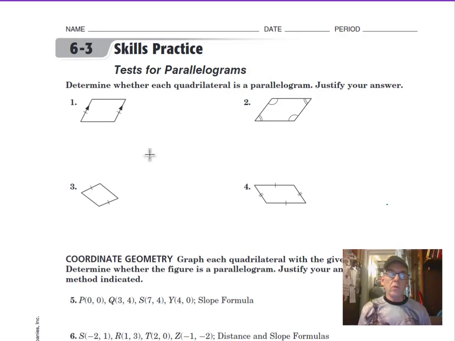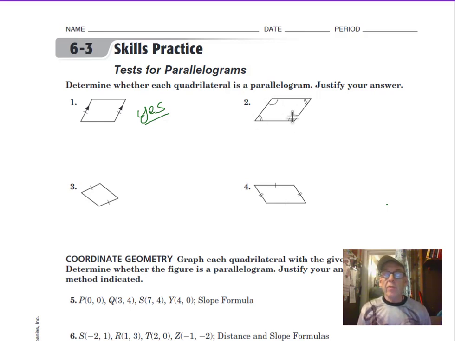Okay, in this video we're going to go over the skills practice that goes with our 7.2 section, Tests for Parallelograms. This actually came from the Glencoe text. Here in number 1 we have a quadrilateral with a pair of opposite sides that are both parallel and congruent. That's one property that will guarantee that we do have a parallelogram.